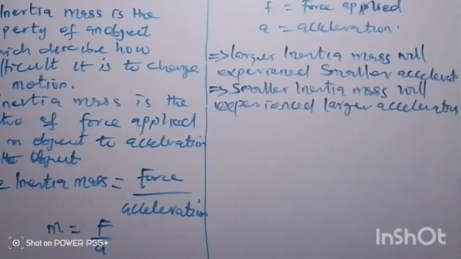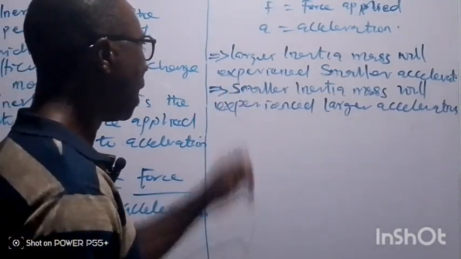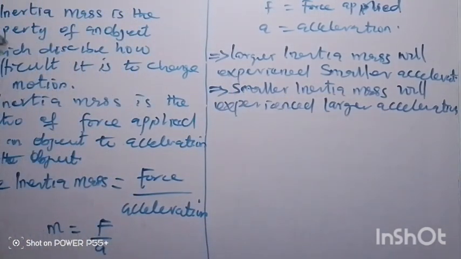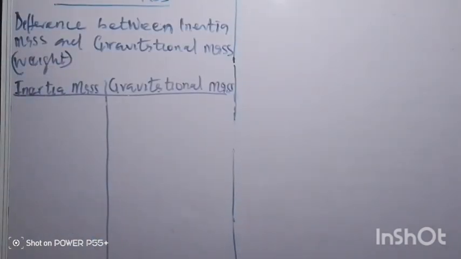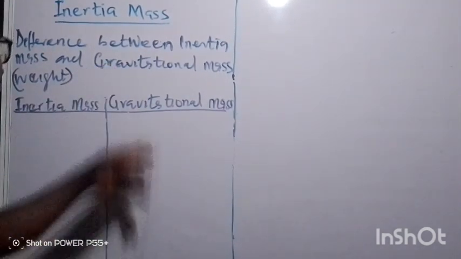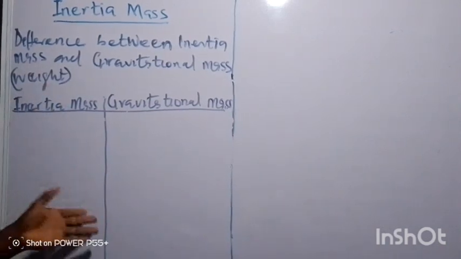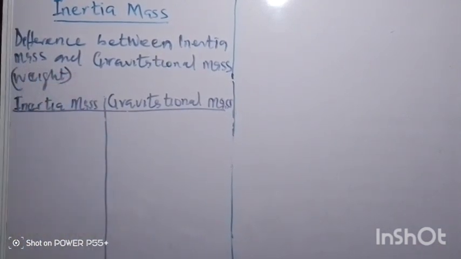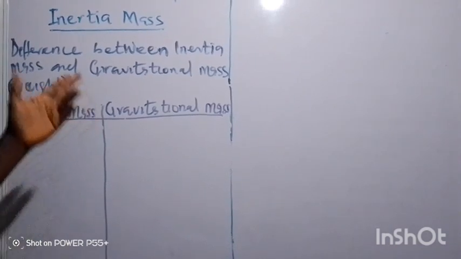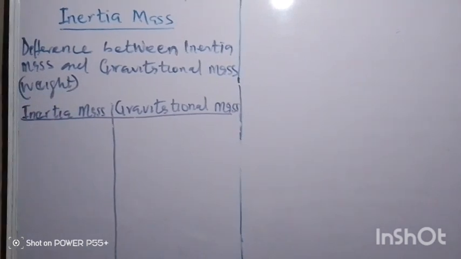I think with the three illustrations now, we should be able to understand what is meant by inertial mass compared with acceleration. Now, let's look at differences between inertial mass and gravitational mass, or you call it weight. Don't forget, in one of our lessons, we came across gravitational mass or weight, and we discussed lessons on it. So we only need to differentiate between the two terms now, that is the inertial mass and gravitational mass.